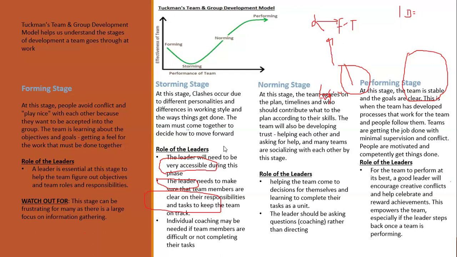There's one thing in Swift, they always need to interact with developers, stakeholder, tester and scrum master. They always have meetings together. So at this stage, what the leader or the scrum master needs to be doing is helping the team to come to decisions for themselves and learning to complete their task as a unit, right? So this particular time, you are there just helping them to make a final decision on how they can get a good project.